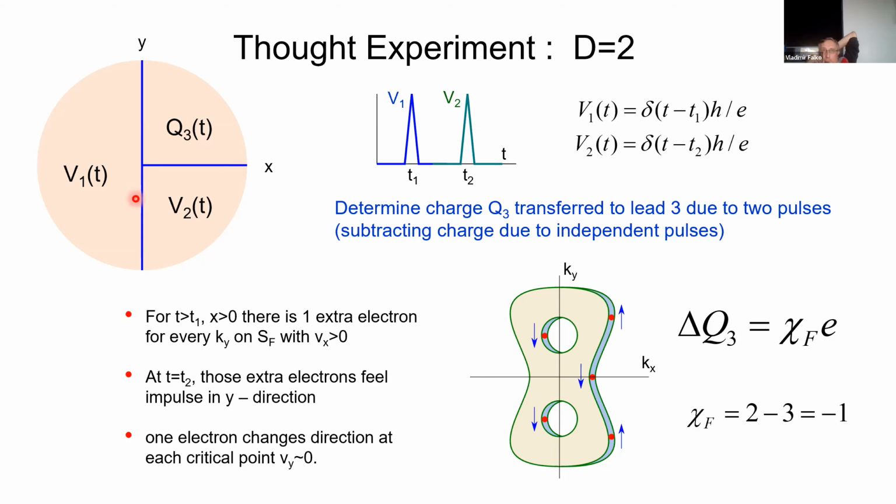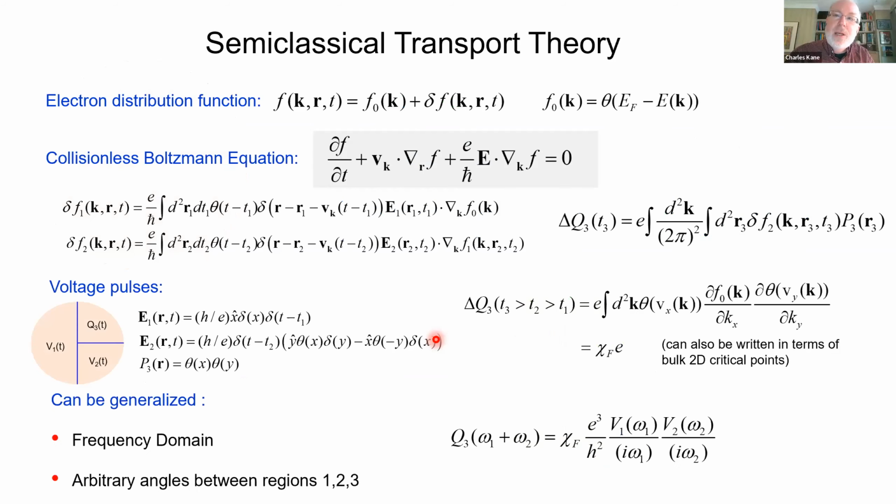Okay, so let me just describe to you a little bit what calculation one can do in order to put this on a little bit more solid ground. And as I told Adi, I think the right calculation to do is a semi-classical theory.